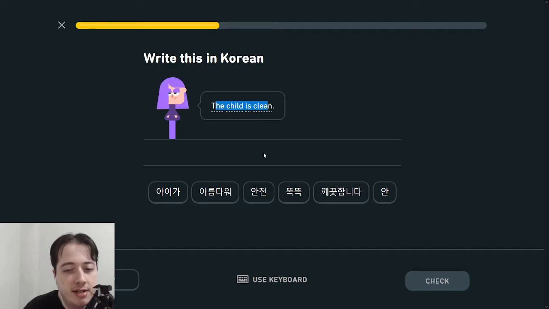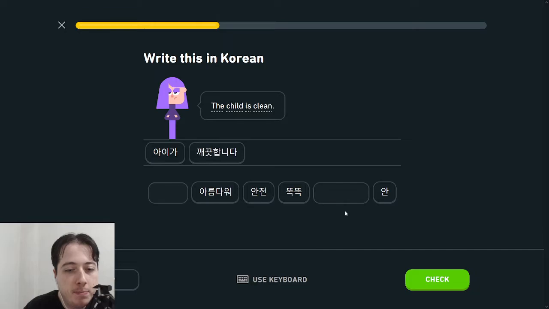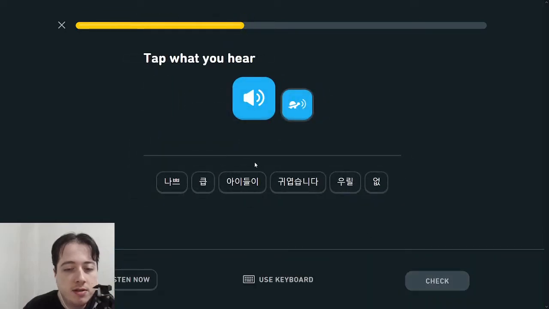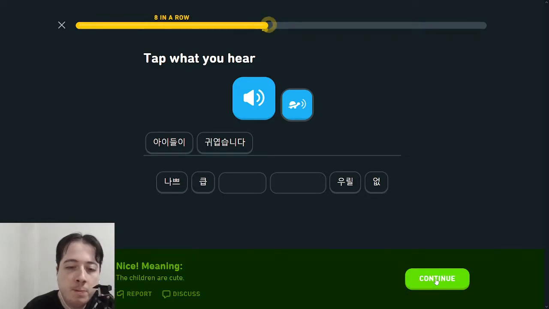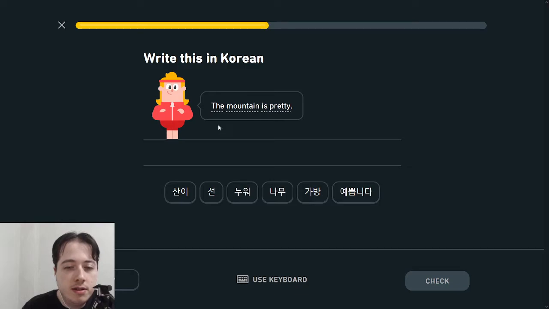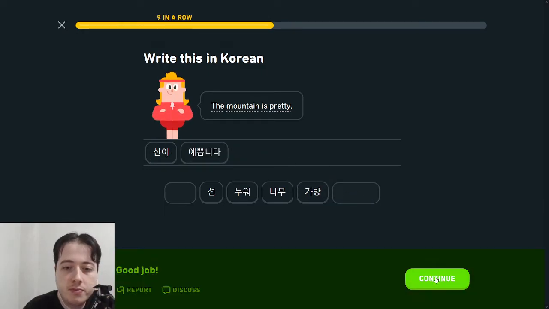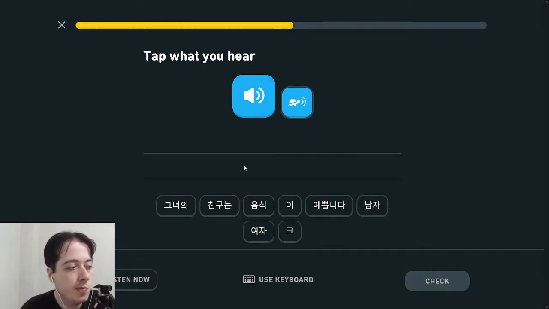The child is clean. So 아이가 깨끗합니다. 아이들이 귀엽습니다. So the children are cute. The mountain is pretty. So 산은 or 산이, I guess. 산이 예쁩니다.